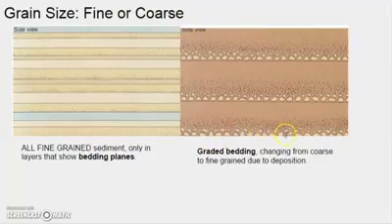And graded bedding is the changing from coarse to fine grain due to deposition. So we get this sequence here. We get the coarse, we can call them pebbles, and then into cobble, into sand, and into silts and clays. And you just get a recurring pattern here. So these are graded bedding. Graded means you go from bigger to smaller, coarser to finer. Whereas here we have bedding planes that are based on, these are all fine-grained sediment.